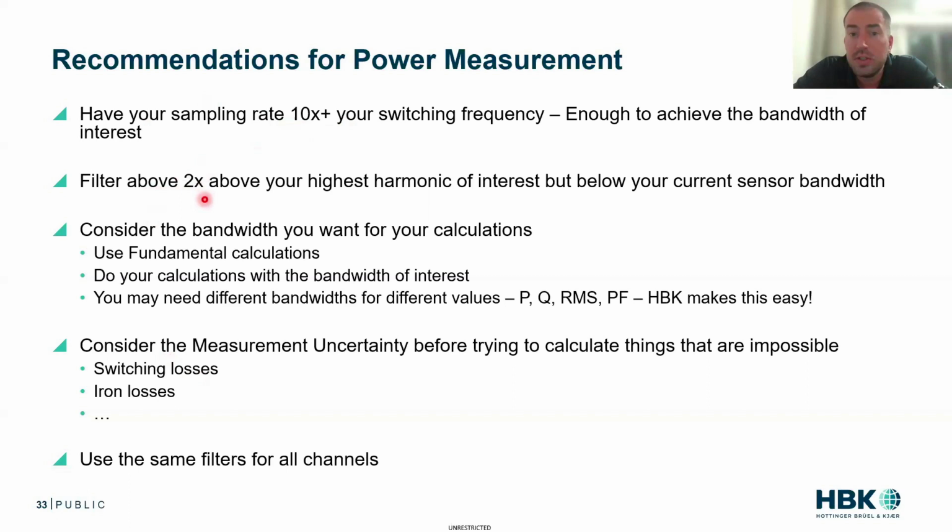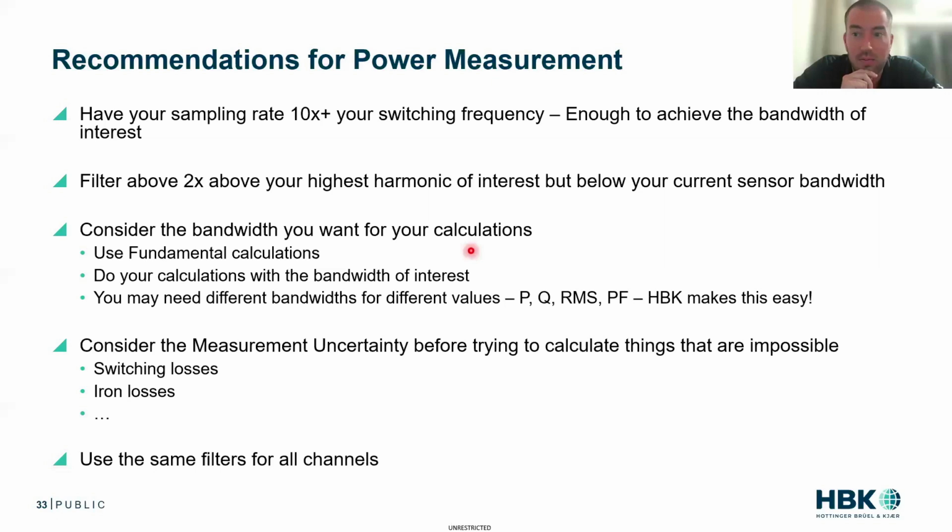Filter 2 times above your highest harmonic of interest. Because electrical power, again, this is all for power, electrical power is carried in the fundamental and its harmonics. If your highest harmonic of interest is the 20th harmonic, take your highest speed times 20 times 2, and you'll have a pretty good measurement. But please note, current sensors are the limiting bandwidth, so don't set your filter above your current sensor. There's no point.